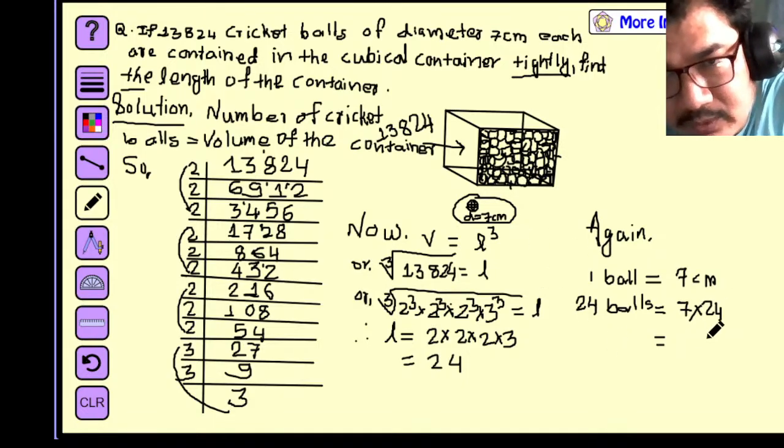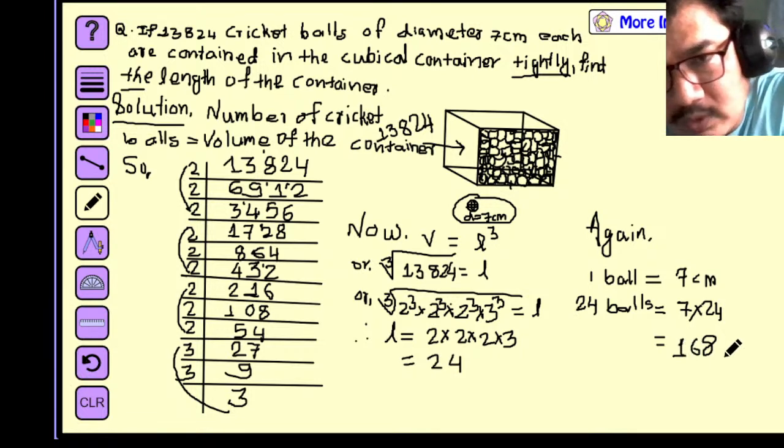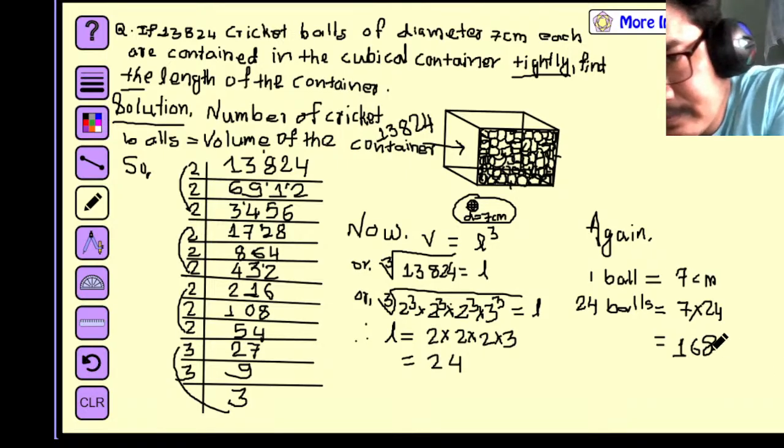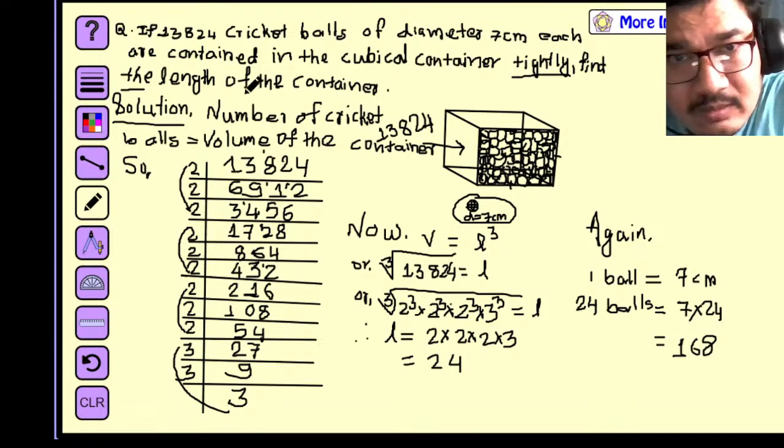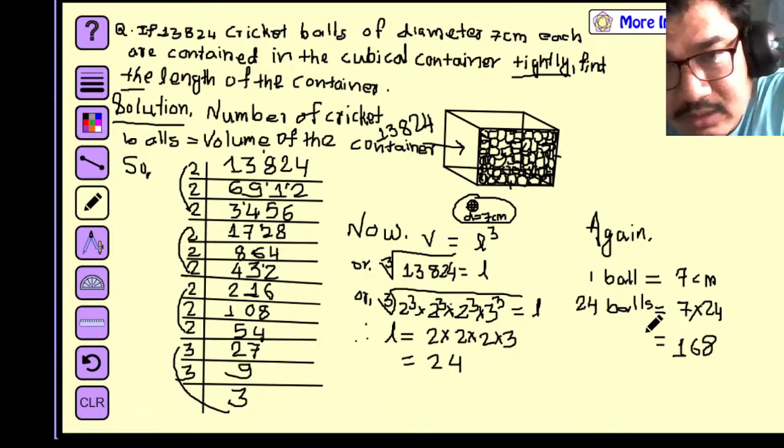7 fours are 28. Look, 7 twos are 14 plus 2 is 16. That means 168, right? And here the length of the container is coming there, 168 centimeter. This is our required answer of this question.